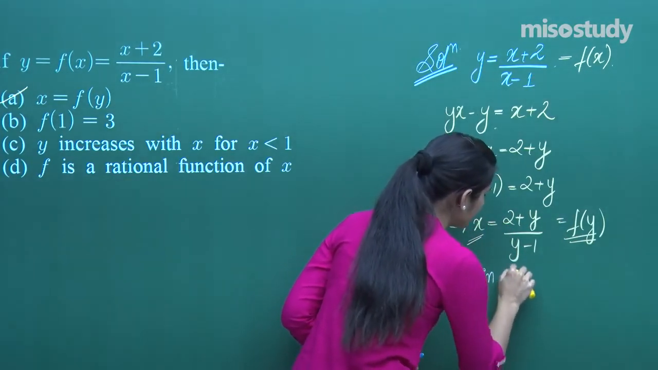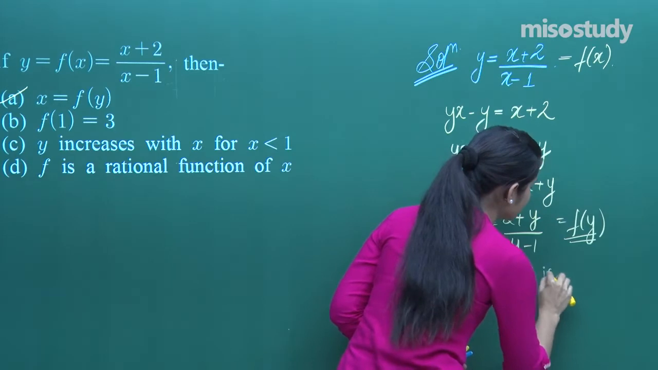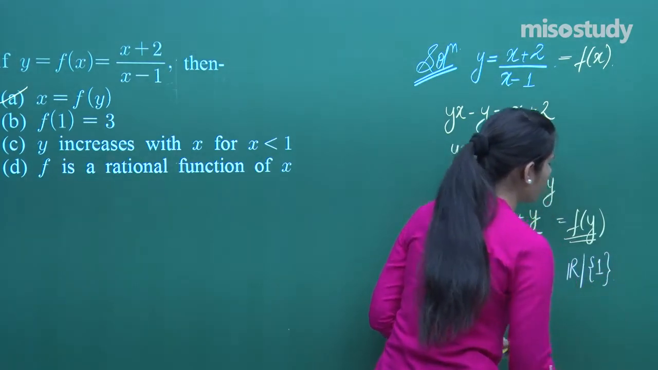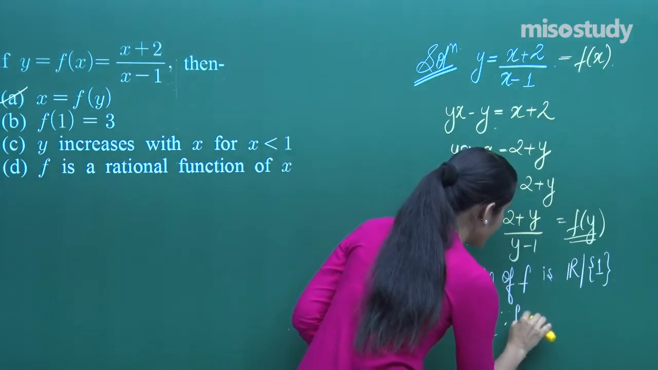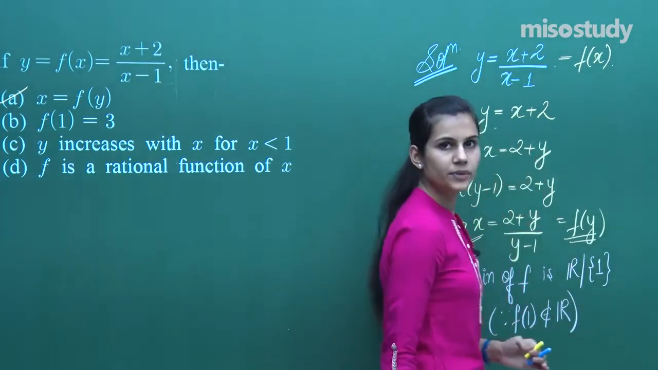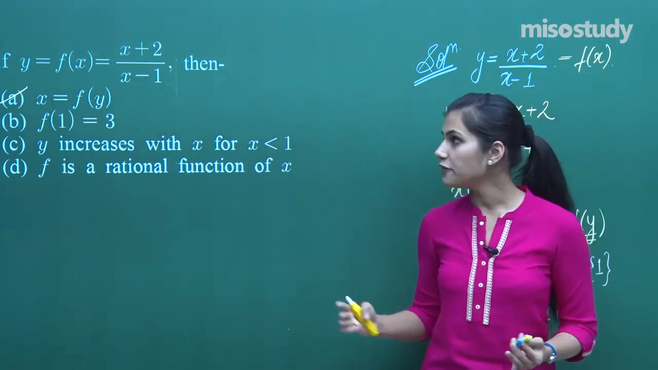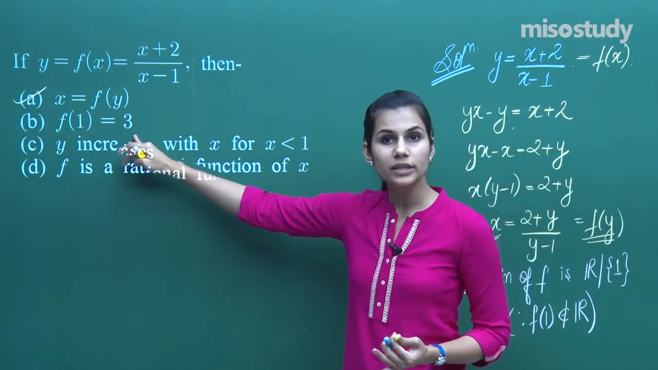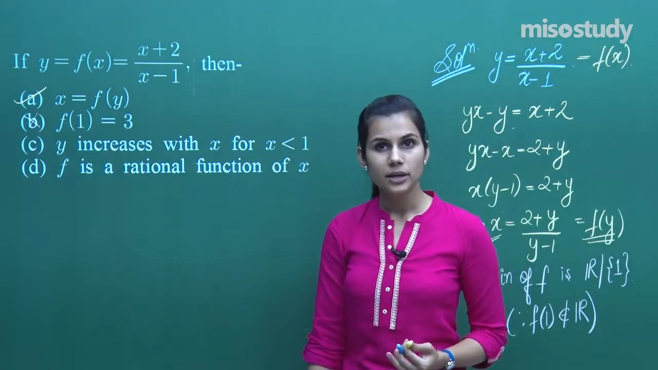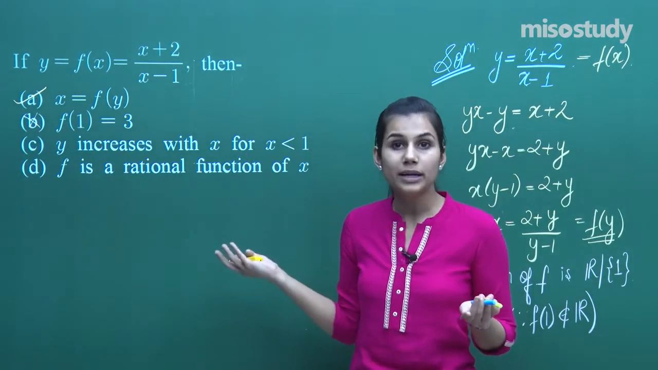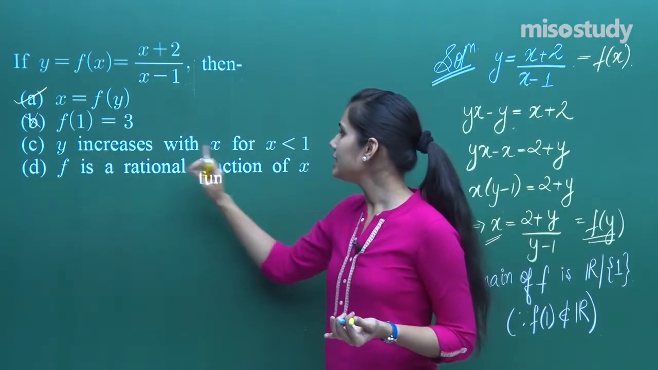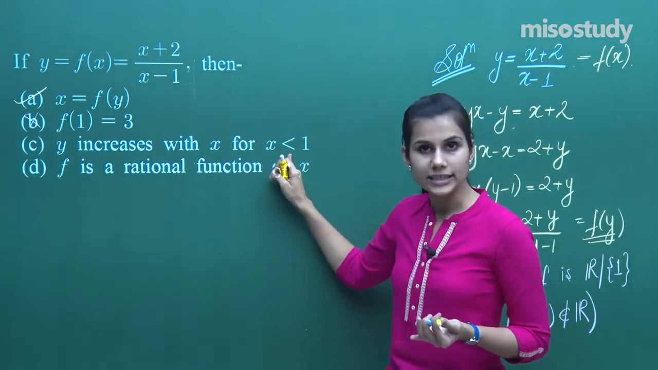Thus, domain of f is all the real numbers minus the term 1, since f of 1 is not a real number. If f of 1 is not a real number, definitely there is no question about f of 1 coming out to be 3. So second option is absolutely incorrect. There is no f of 1, so how will it be coming out to be 3? Third option says function increases with x for negative x's.